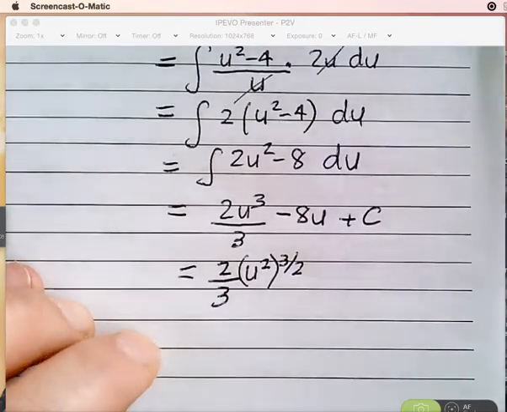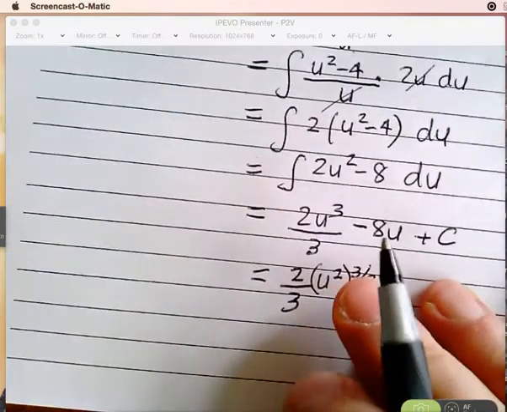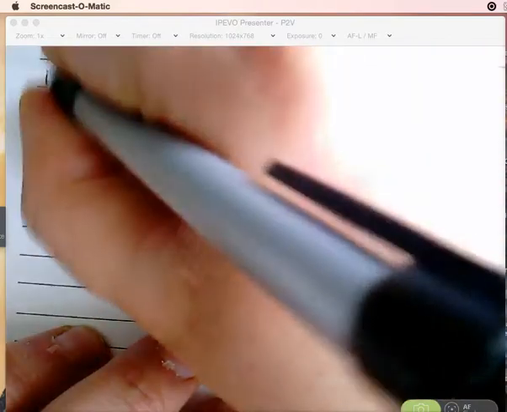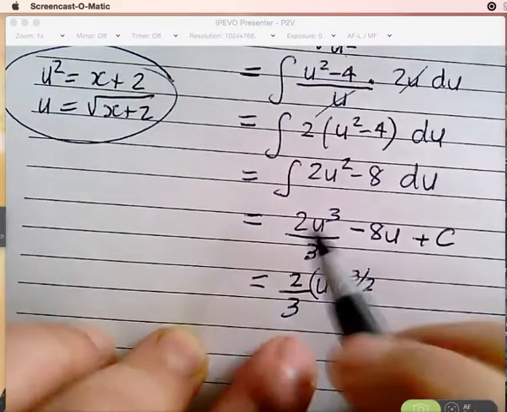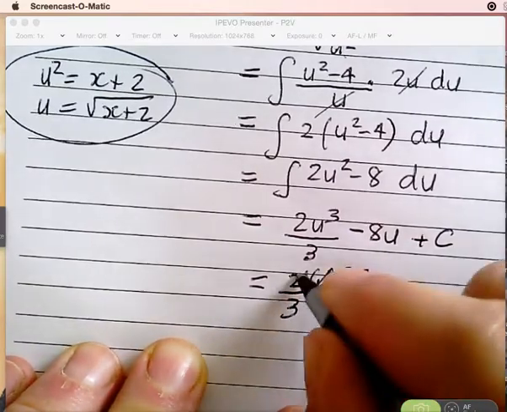The other thing you can do, girls, you don't have to do it like that, if that's confusing you. You can just write out, I know that u squared is x plus 2, so u is the square root of x plus 2. Why don't you just substitute that in? It's probably easier, actually. So I'm going to get rid of that.